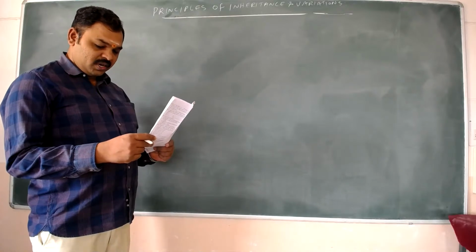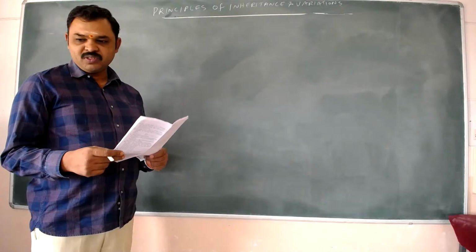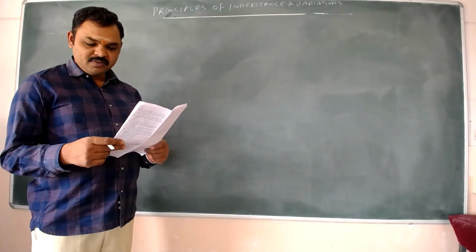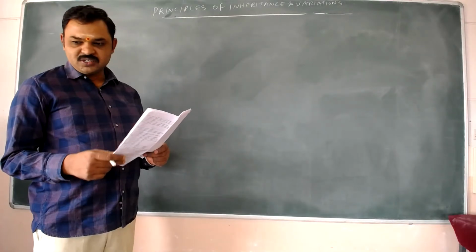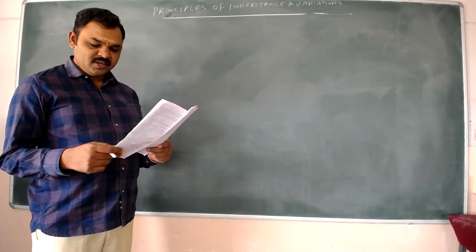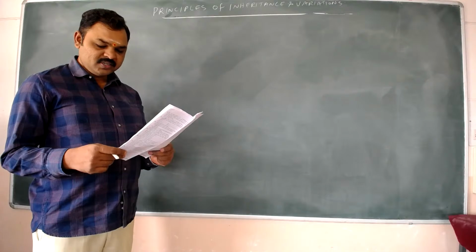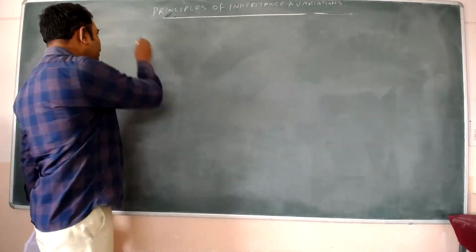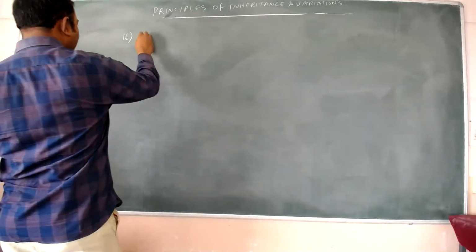Which of the following cannot be detected in a developing fetus by amniocentesis? Question number 16. Which of the following cannot be detected in a developing fetus by amniocentesis? Option A, Down syndrome. Option B, jaundice. Option C, Klinefelter syndrome. Option D, sex of the fetus. You see, question number 16. Which of the following cannot be detected?